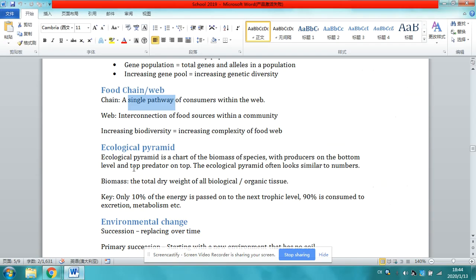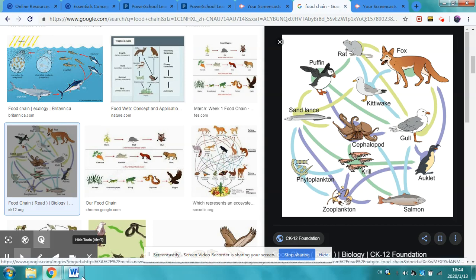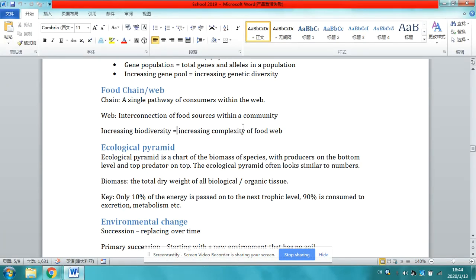relationships. And the next point is increasing biodiversity equals increasing complexity of the food web. Increasing biodiversity can mean the increasing diversity of species in an environment. And when there is more species diversity in an environment, you're going to see more addition of species into this web, which equals the increasing complexity of the food web.